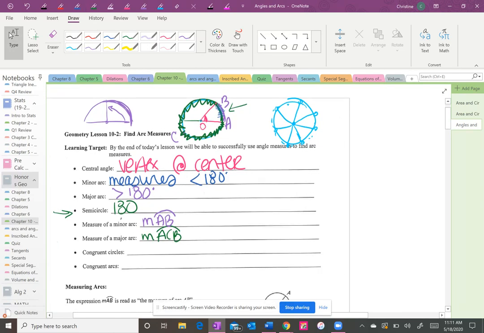Okay? Congruent circles are circles that have the same length, radius, or diameter. So if this was 4 and this is 4, those are congruent circles. And congruent arcs are just these parts of the circles that are the same. So radius equal, and congruent arcs is, I don't know, equal arc measure. Here we go.